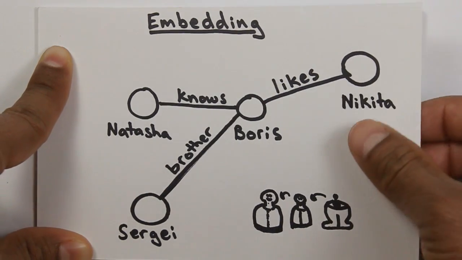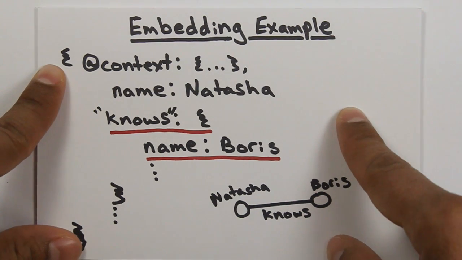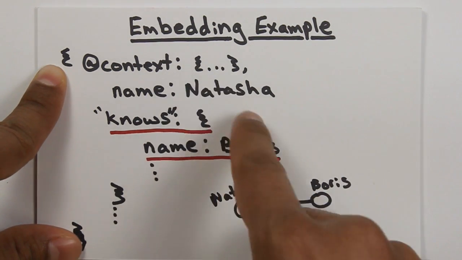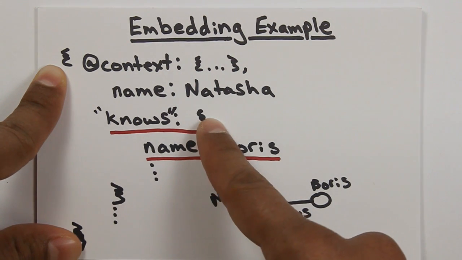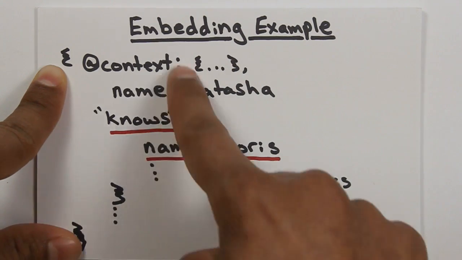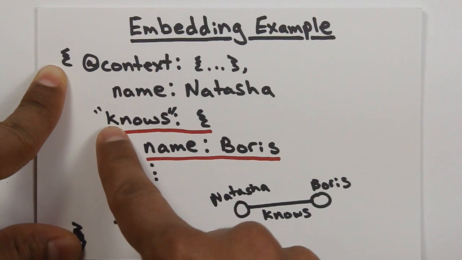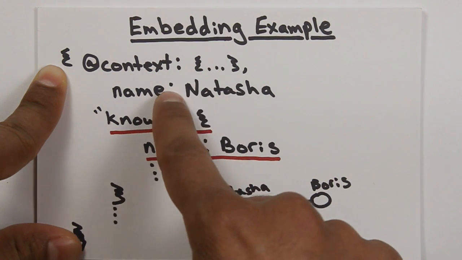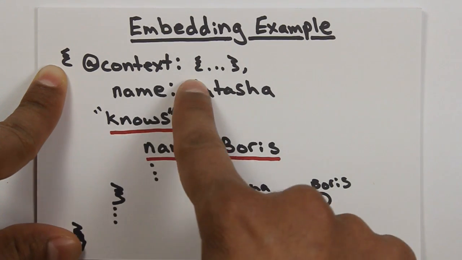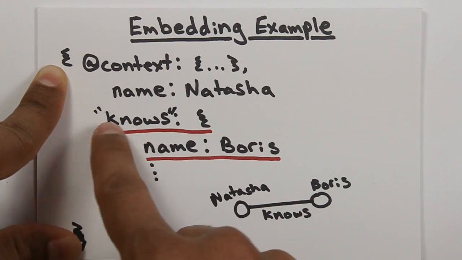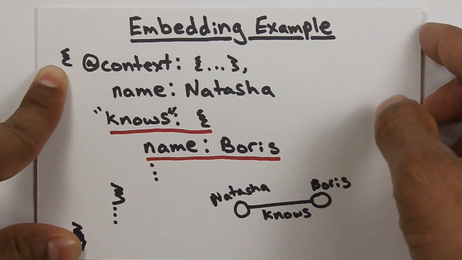The first mechanism is called embedding. So to do embedding in JSON-LD, it's fairly simple. All we need to do is embed one object in another object and tie them together with some kind of relationship. So for example, this outer object is Natasha, and we're going to create a knows relationship with Boris. And the way that we create this link, Natasha knows Boris, is we embed Boris inside the Natasha object. So Natasha knows, this creates the link, Boris, this creates this node over here.